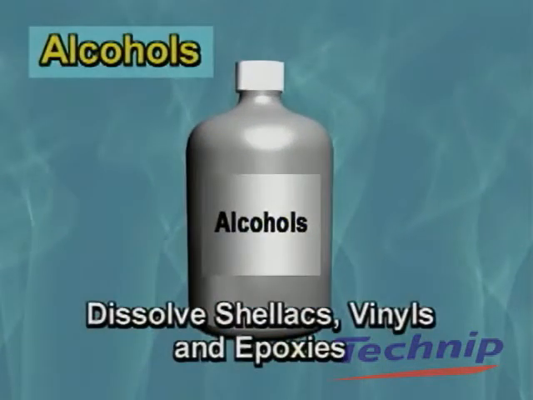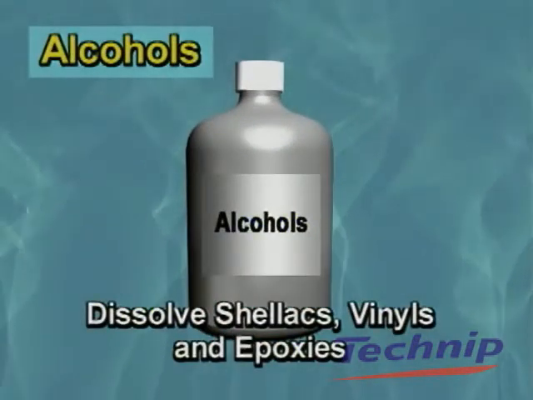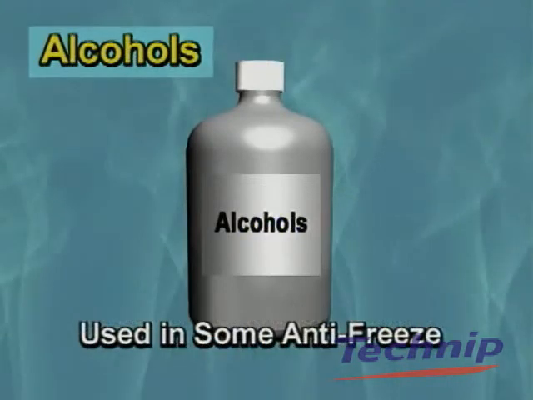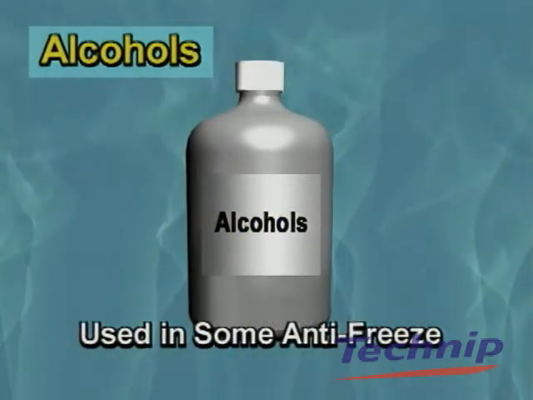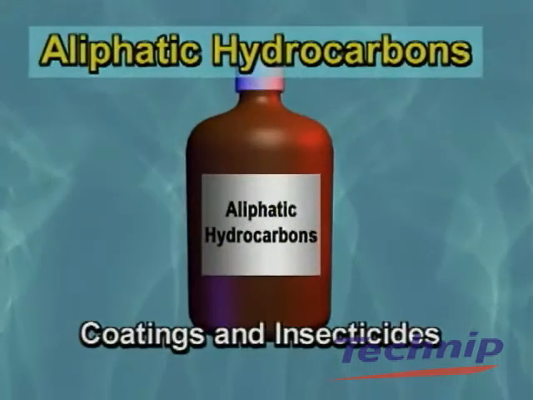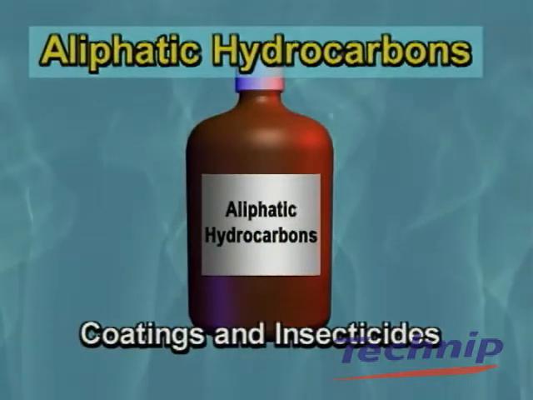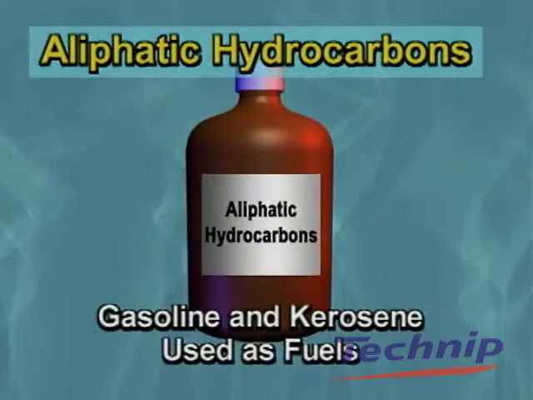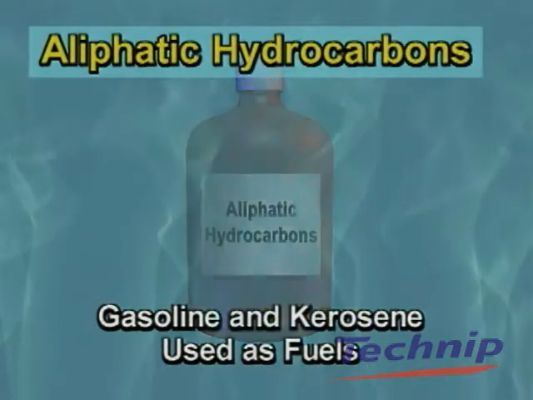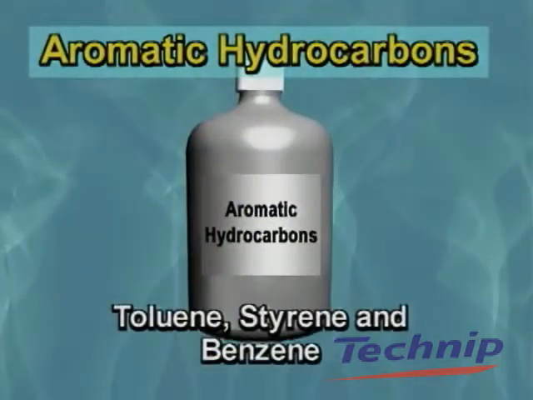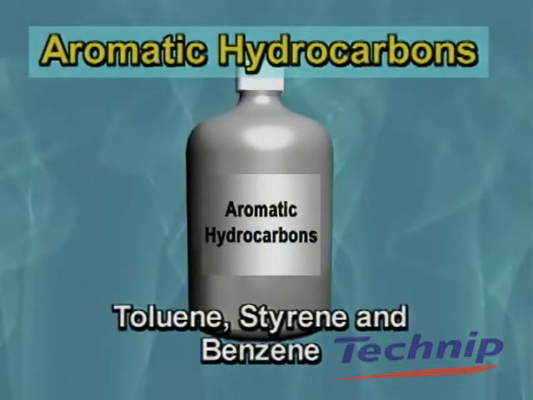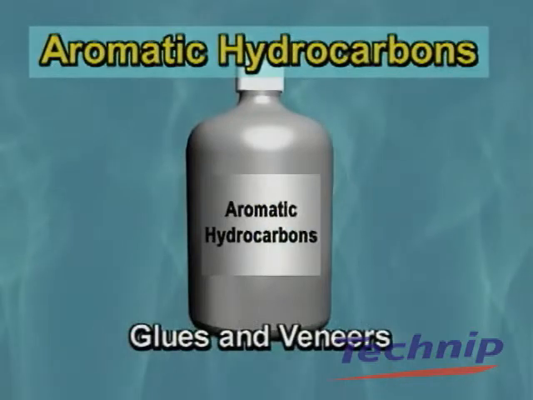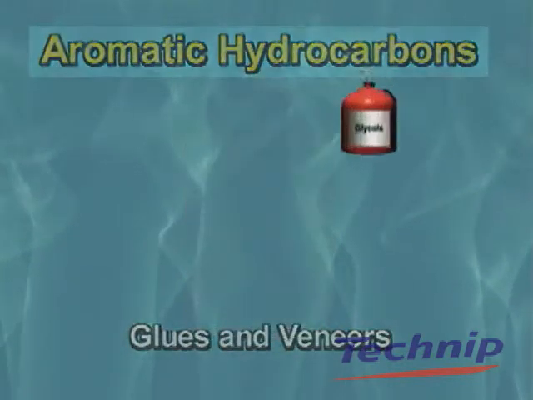Alcohols are commonly used to dissolve shellacs, vinyls, and epoxies, and are also used in some kinds of antifreeze. Aliphatic hydrocarbons are used in coatings and insecticides. Some, such as gasoline and kerosene, are more often used as fuels. Aromatic hydrocarbons, such as toluene, styrene, and benzene, are named for their sweet odor and used in glues and veneers.